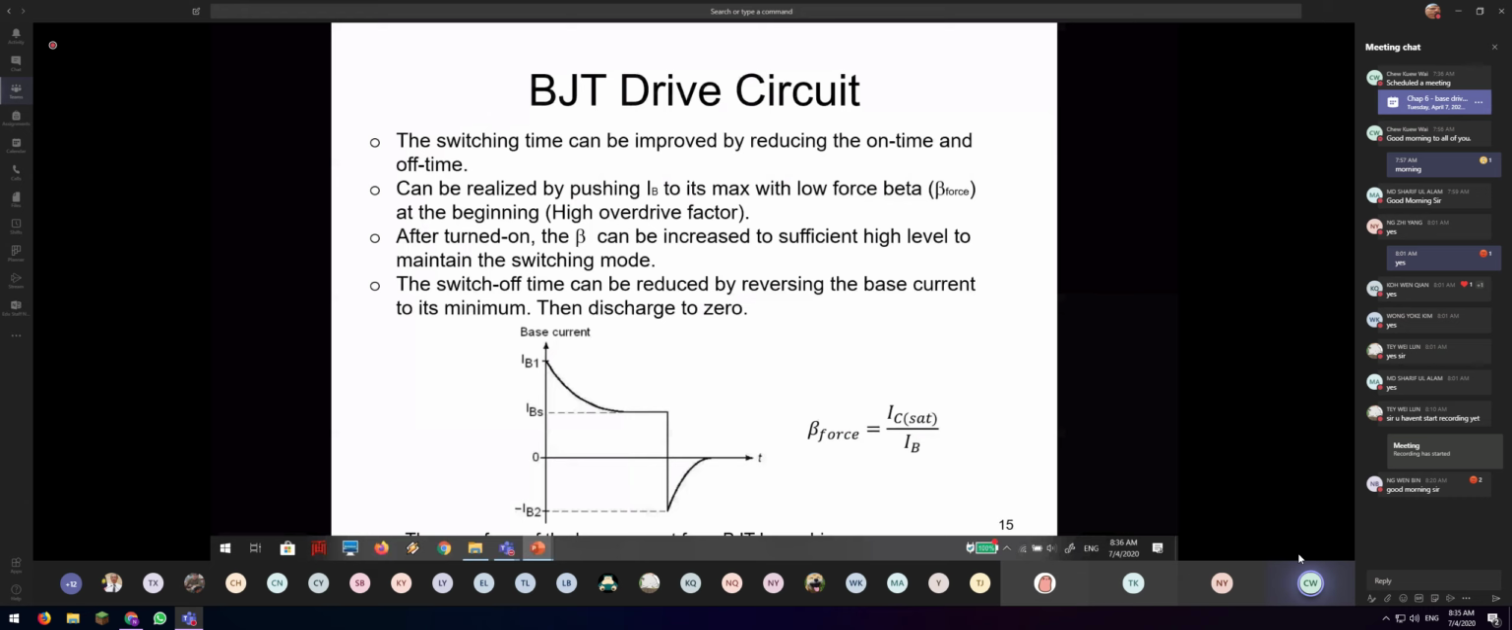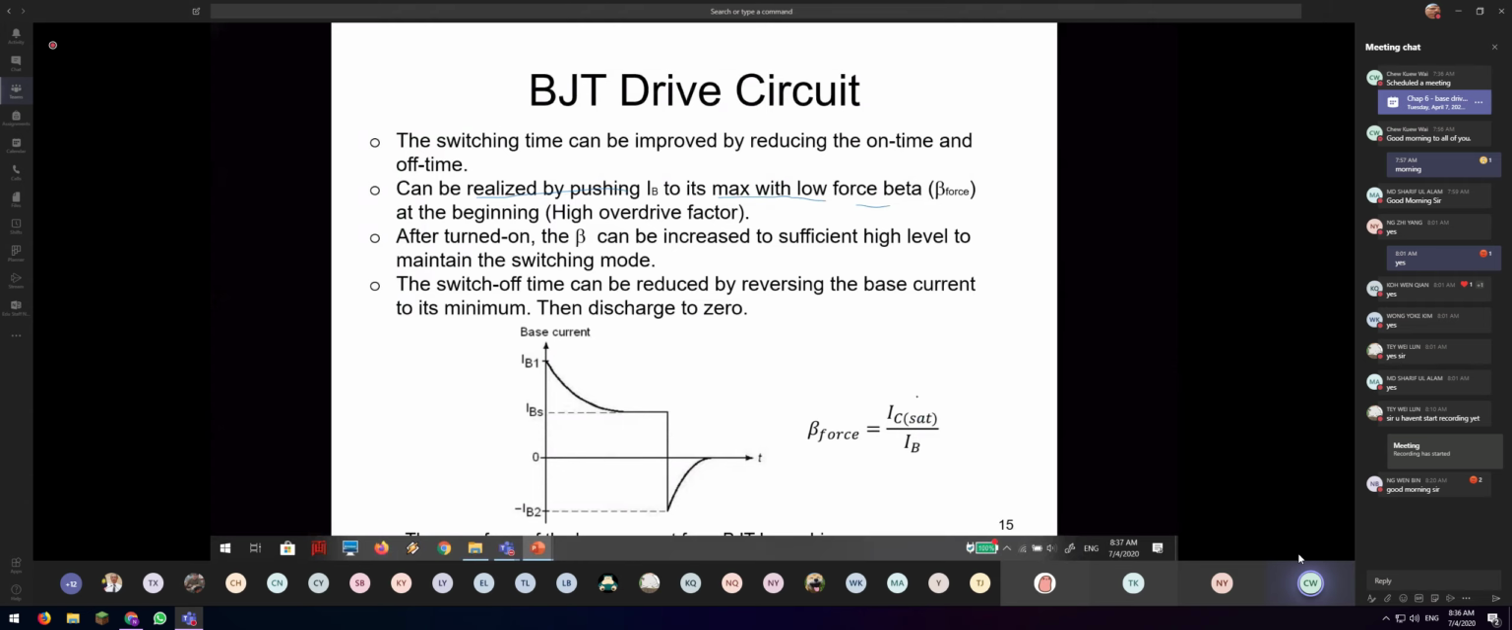So okay, the second one is about the BJT. BJT is slightly different because BJT contains the minority carrier. Okay, so what I do is that you see, the switching time can be improved by reducing the on time and the off time. That means it can turn on and off very fast. By the way, to turn it on, it can be realized by pushing the IB to a maximum with a low forced beta. That means, see, because forced beta is a condition where the IC is already saturated, okay? It's already maximum current flow.